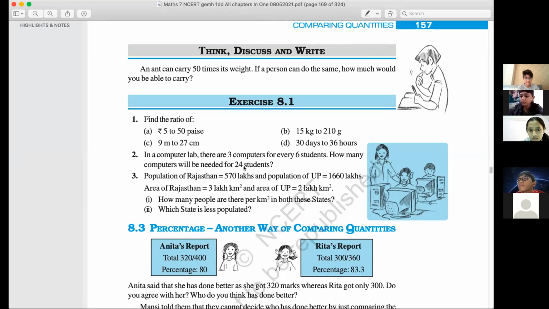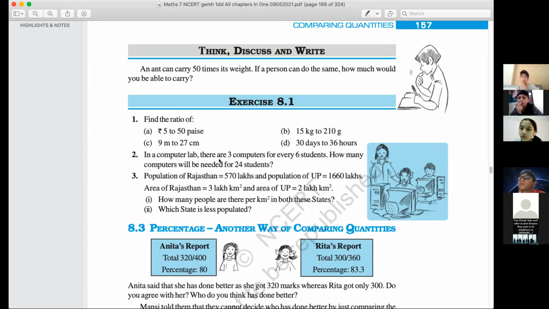How will you find out this type of question? 3 into 24? See, you have to think like this. If you have divided by 3, we will write 1 student is equal to 3 upon 6. How do we write this statement? Don't confuse. Whether it will be 3 by 6 or 6 by 3, that you have to see.